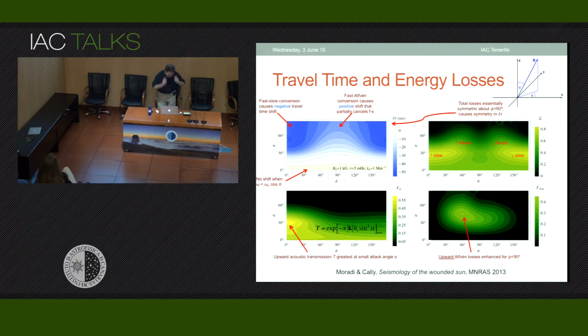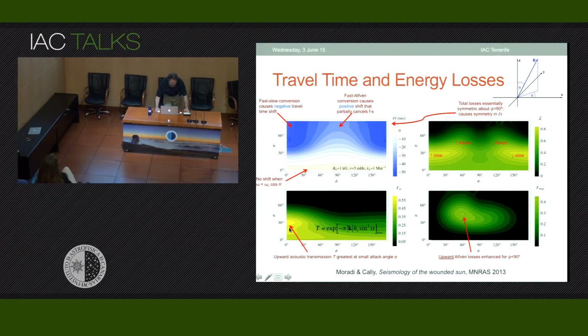And we can do a whole range of experiments here, have different thetas and different phis, and look at the travel time differences. This is doing helioseismology on it, time distance helioseismology. Or we can do how much energy is coming out the top. So this is the energy coming out the top in acoustic waves. This is the energy coming out the top in magnetic waves, essentially Alfvén waves. And it depends upon your theta and your phi.